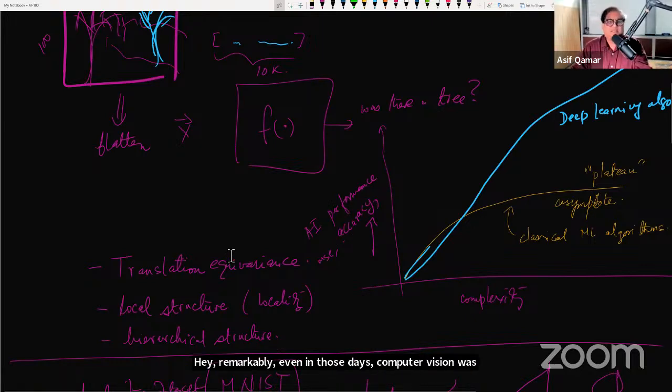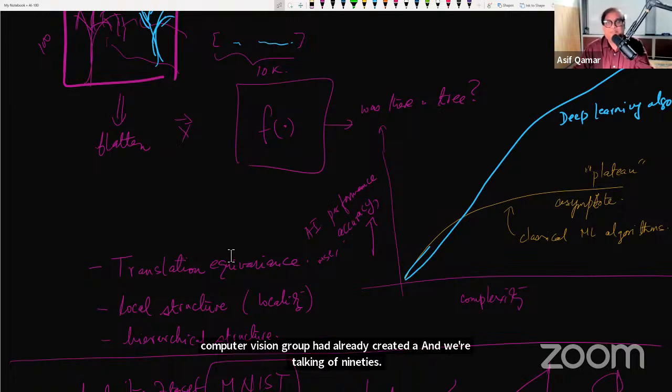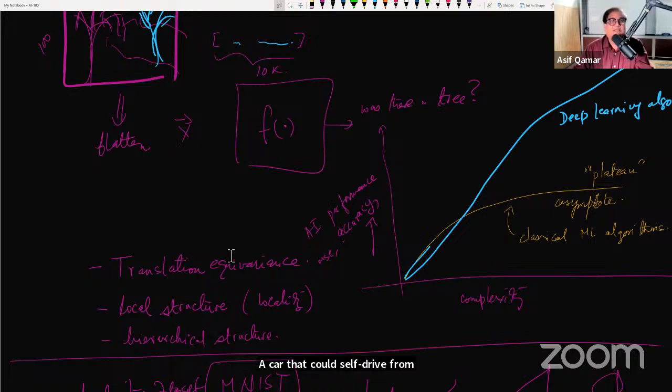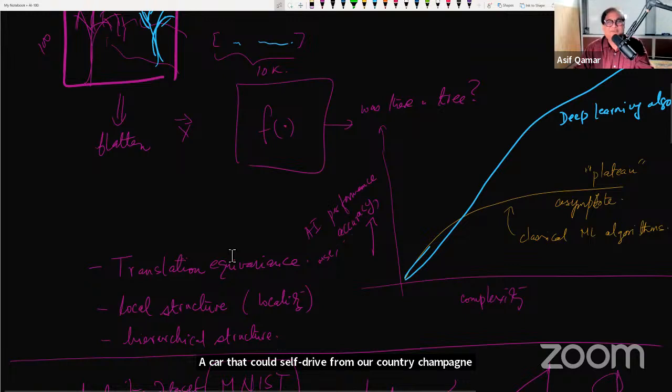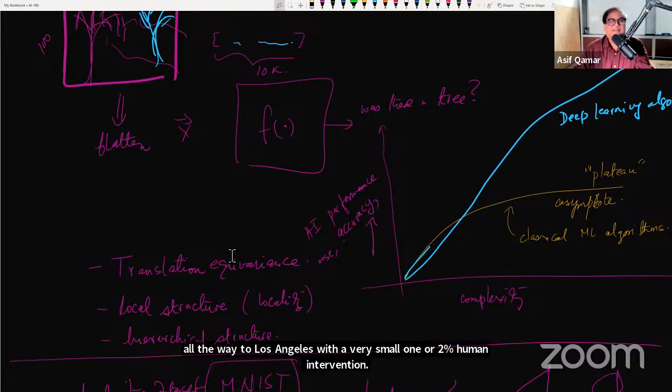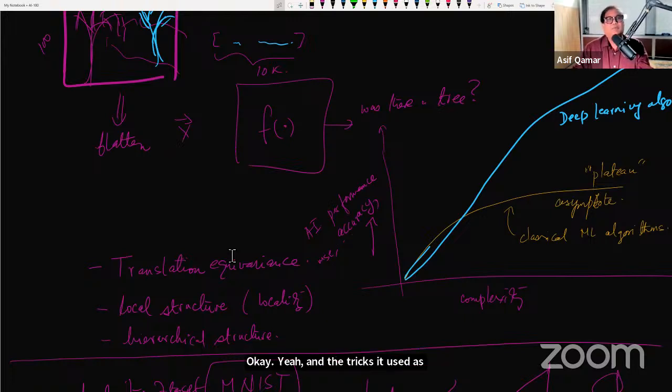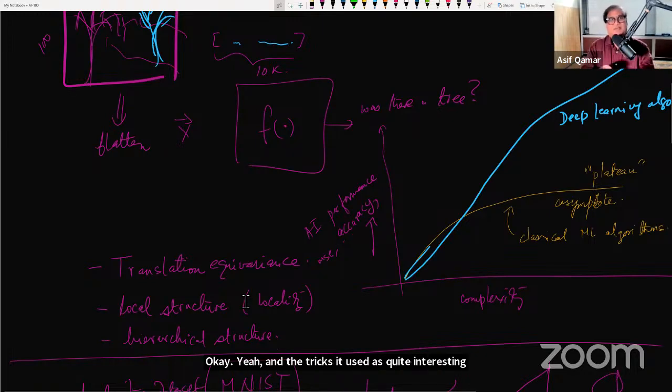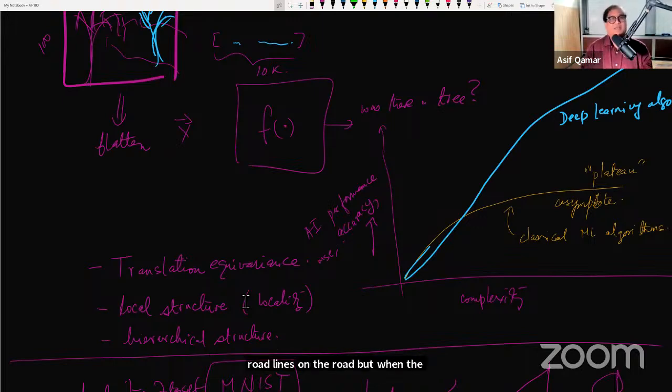In fact, I was at the University of Illinois, Urbana-Champaign, and the computer vision group had already created, and we're talking of the 90s, a car that could self-drive from Urbana-Champaign all the way to Los Angeles with a very small 1 or 2% human intervention. And the tricks it used were quite interesting, actually. The car is going forward, and you're looking for road lines on the road. But when the lines on the highway would disappear, it would start looking for the back of other trucks, because you would get parallel lines, and just start following that.